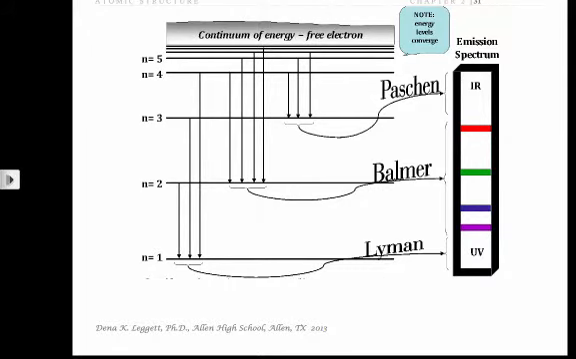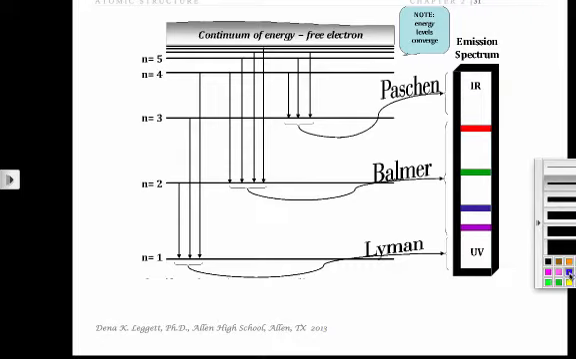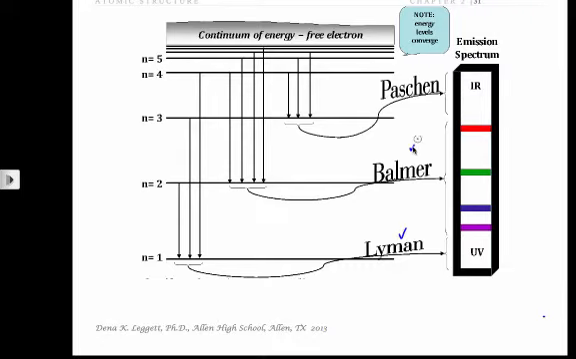Now, if you are in IB, you need to be aware of these different series. The Lyman series ends at n equals 1, the Balmer at n equals 2, and the Paschen at n equals 3. Now, if you look at this difference in energy, I have a delta E equal to, in this case, energy level 1 minus energy level 2. We always do final minus initial. So we get a delta E.